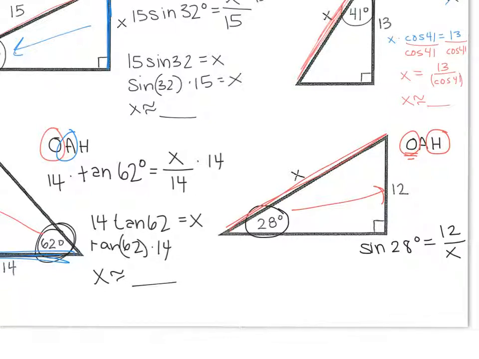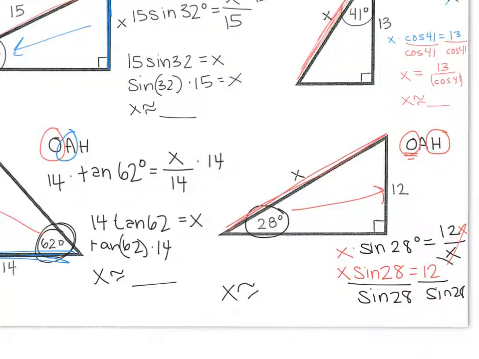So to solve for X, you need to get X out of the denominator. So it's going to be X sine of 28 equals 12. And then divide both sides by the sine of 28. So X is approximately equal to whatever 12 divided by sine of 28 is as a decimal.